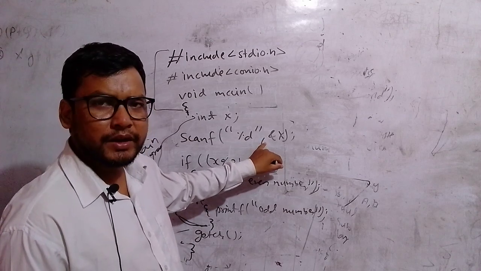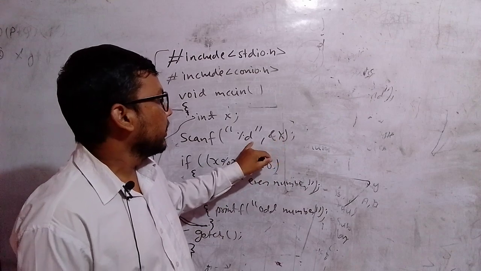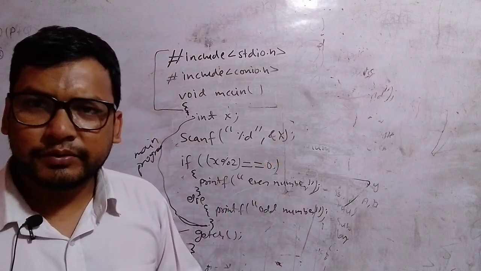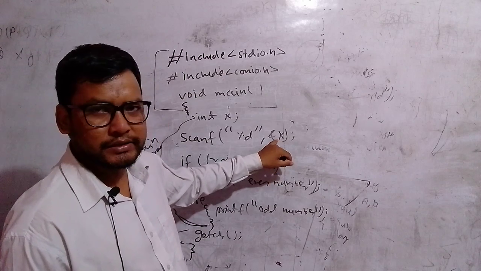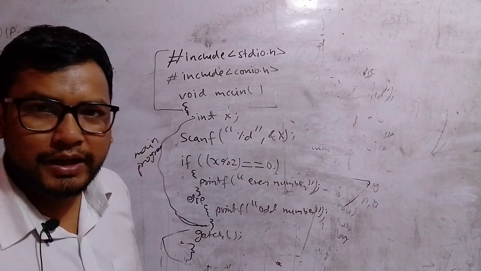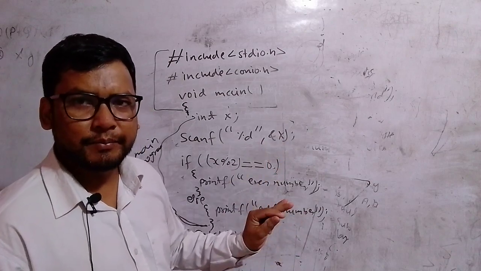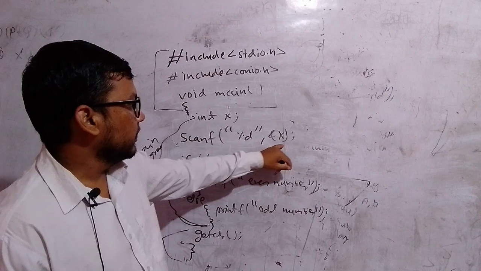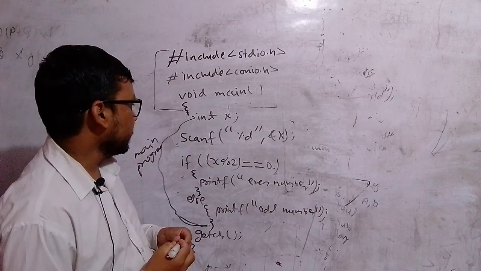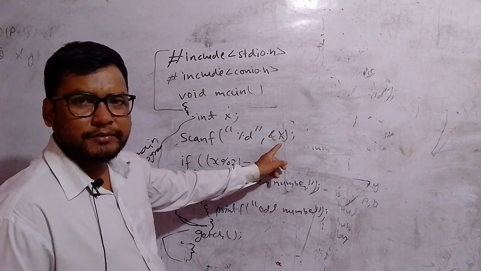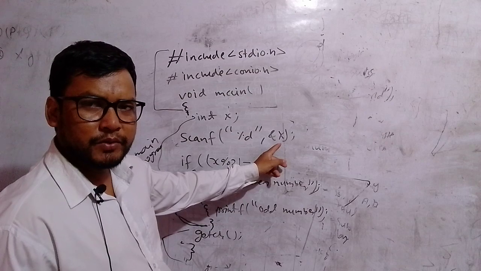And a comma, we need to separate this by a comma, and then ampersand x. That means the value we enter from the keyboard is assigned into x. That means if we press 5, then x equals 5. X stores 5. Automatically this scanf function provides this facility. And we know we have assigned the value of x from the keyboard.